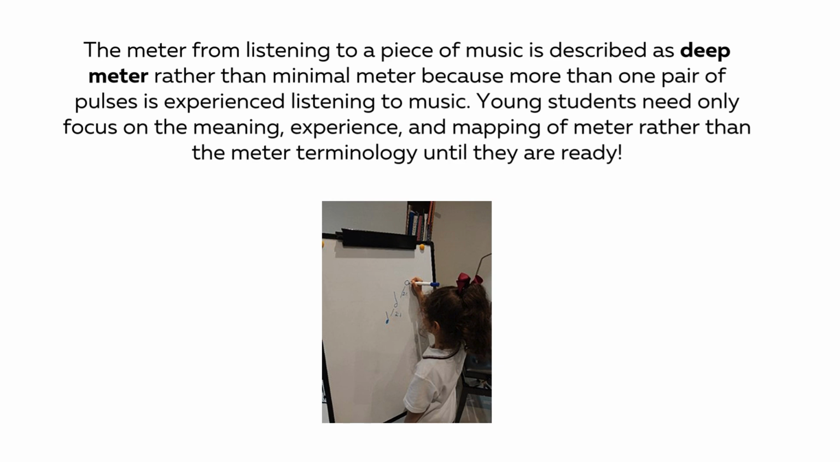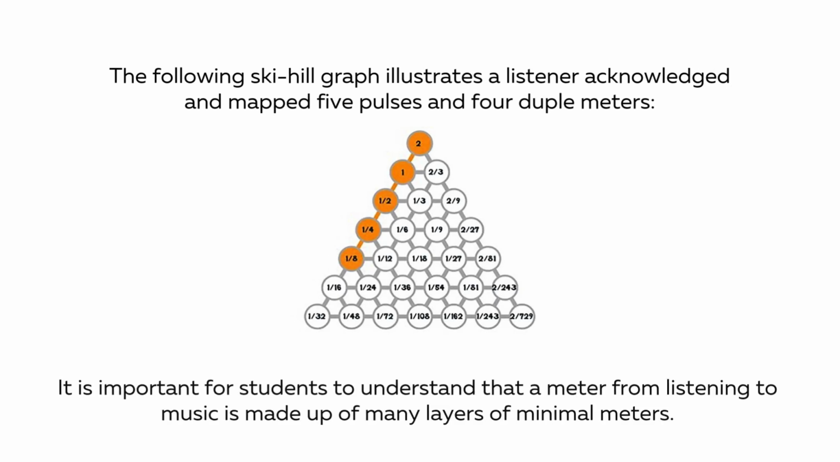The meter from listening to a piece of music is described as deep meter rather than minimal meter because more than one pair of pulses is experienced listening to music. Young students need only focus on the meaning, experience, and mapping of meter rather than the meter terminology until they're ready. The following ski hill graph illustrates a listener-acknowledged and mapped 5 pulses and 4 duple meters.